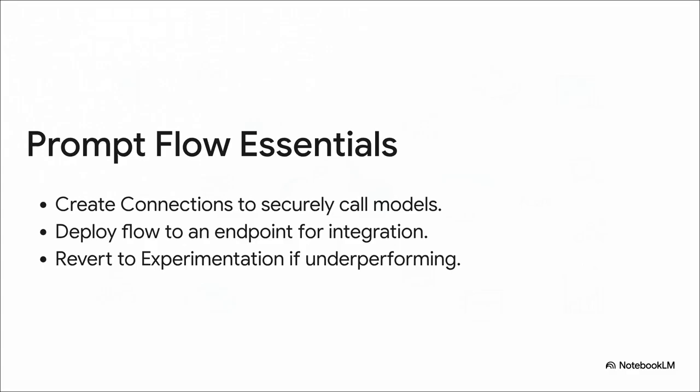You can think of prompt flow as the glue holding all this together. You start by creating connections to securely call your deployed models from Azure OpenAI. Then, you deploy that flow to an endpoint so you can integrate it online, like into a website. But listen, here is the golden rule. If the flow underperforms after deployment, don't try to hack it in production. You've got to revert back to the experimentation stage.